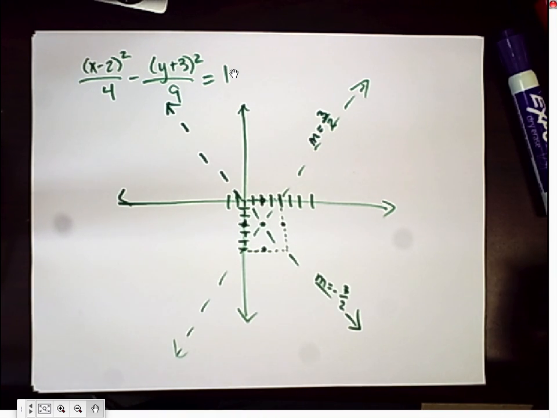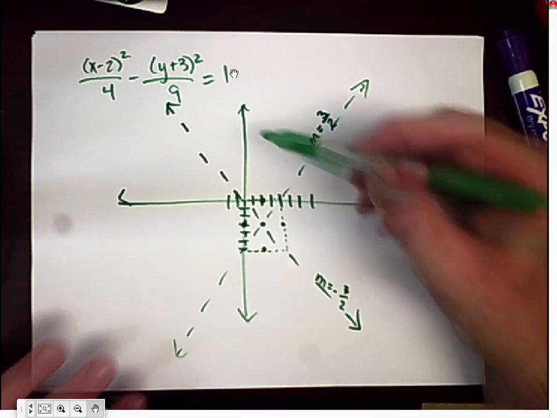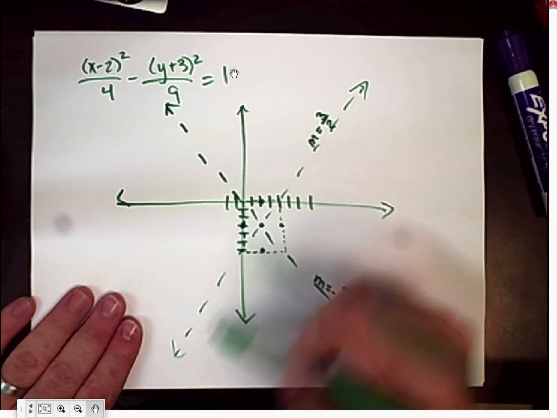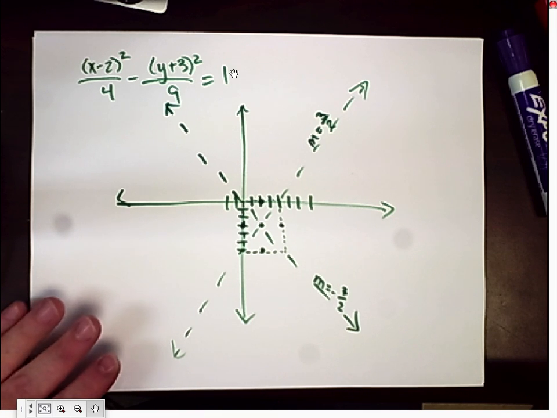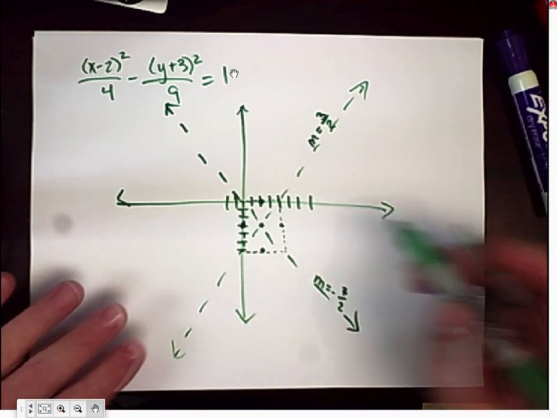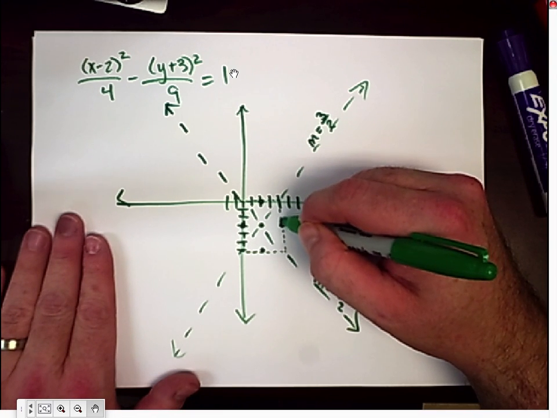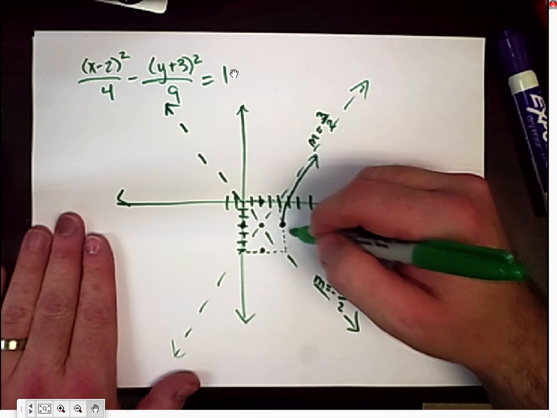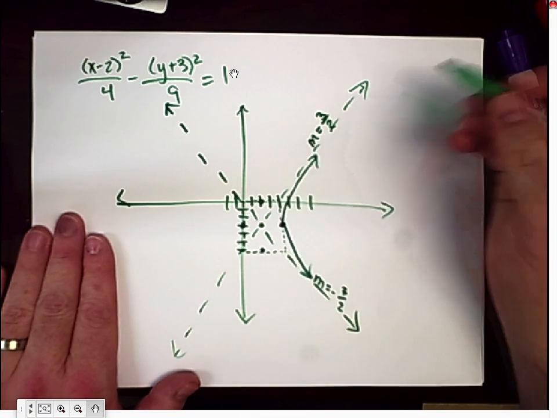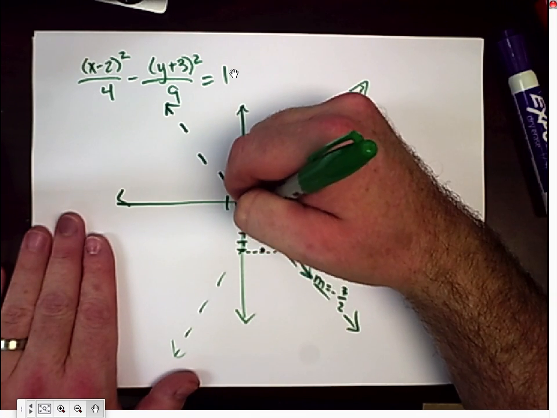So now the only thing left is it's either going to open up and down from here or left and right. Which one is it? Left and right. How do you know that? Because x is positive, so we open in the x direction. So this is a vertex, and then it gets close to the asymptotes. Here's the other vertex, and it gets close to the asymptotes.